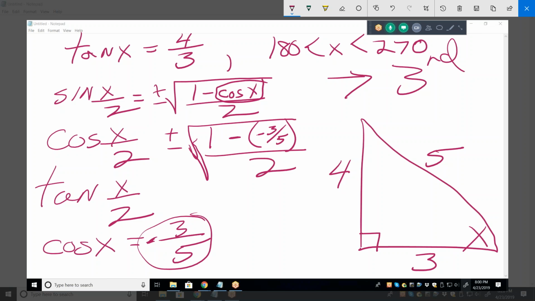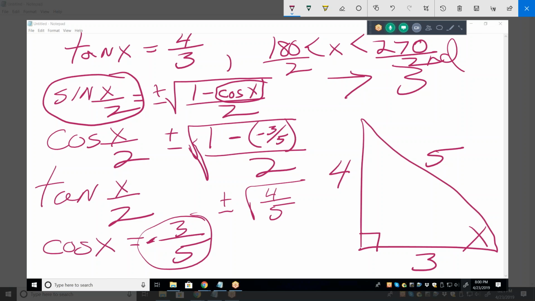So what's 1 minus a minus 3/5? It's 8/5. Divided by 2 is 4/5. So it's plus or minus the square root of 4/5. Are we going to use the plus or the minus? Well, it's sine, so the minus. But it's not sine, it's sine of x divided by 2. And x is in the third quadrant. So if you divide that by 2, where are you? You're in the second quadrant. Yes.